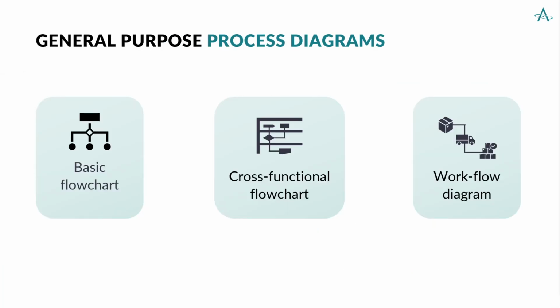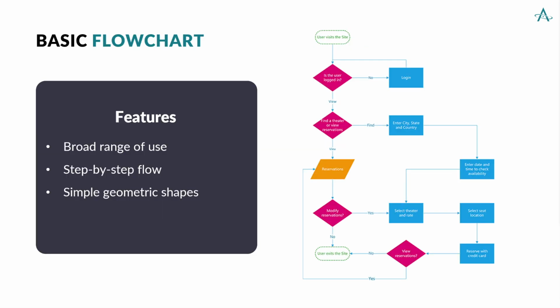While there are many, many diagram types, today we're only considering general purpose types. If you want to diagram a process and you don't have a specific methodology you want to follow, one of these three templates should work well. The basic flowchart template is useful for a broad range of business processes, where each step can be represented using simple geometric shapes.